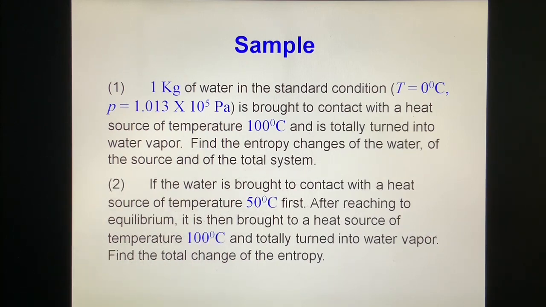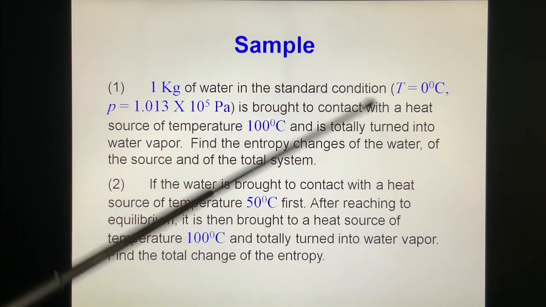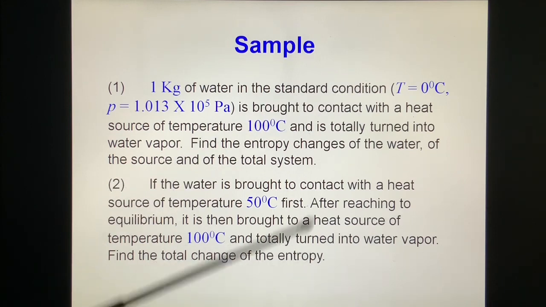Question 2. If the water is brought into contact with a heat source of temperature 50 degrees Celsius first, and after reaching equilibrium it is then brought to a heat source of temperature 100 degrees Celsius and totally turned into water vapor as before, find the total change of the entropy.